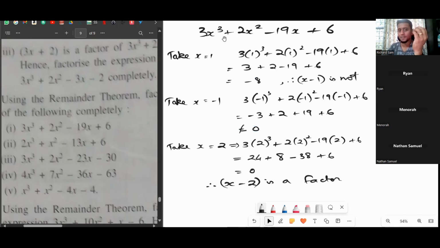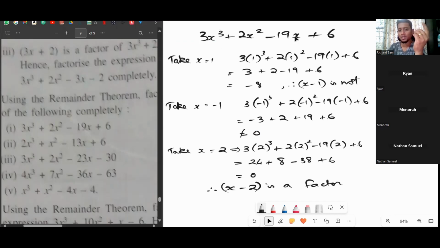Also, one more hint. What if all of them are plus, plus, plus? Then x will never be positive. If x is positive, then you're just adding everything and you'll never get 0. You'll get some big positive number. So whenever everything is positive, your x will always be negative. So keep this in mind. When you keep doing this, all these small techniques will come in your head. Anyway, as of now, we got x minus 2 is a factor because x equal to 2 came as 0.